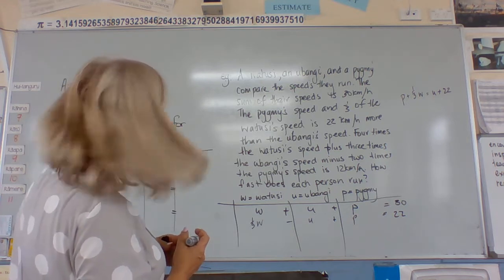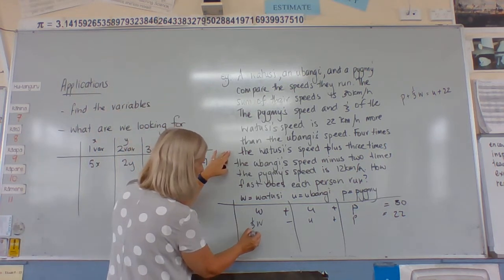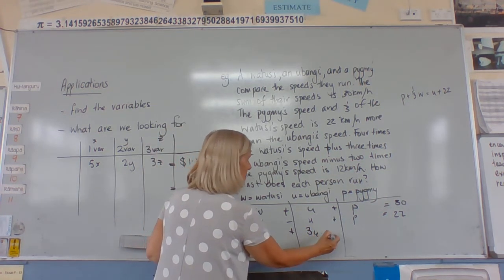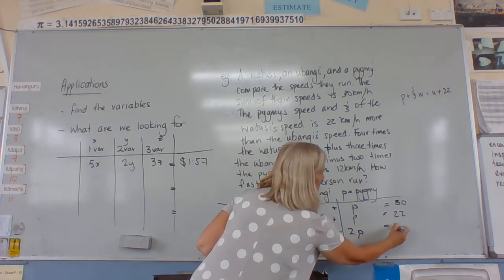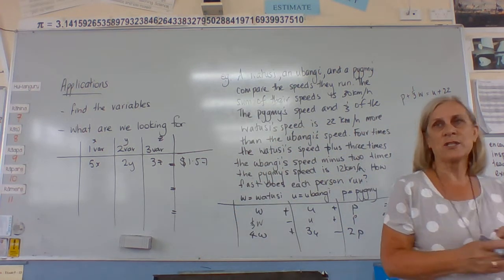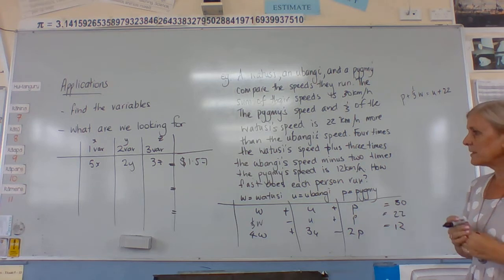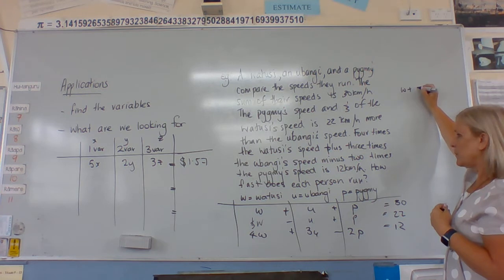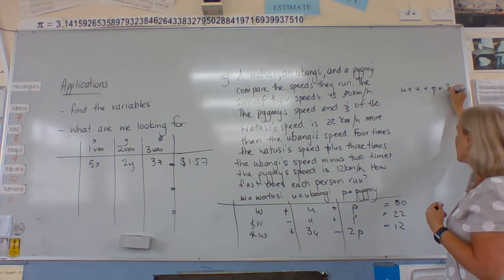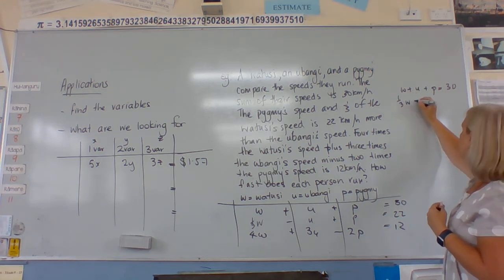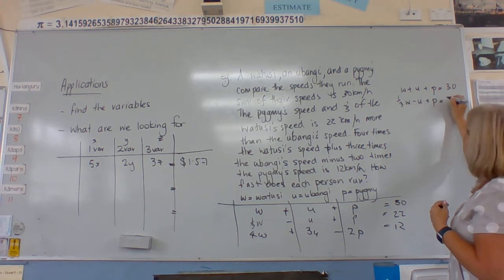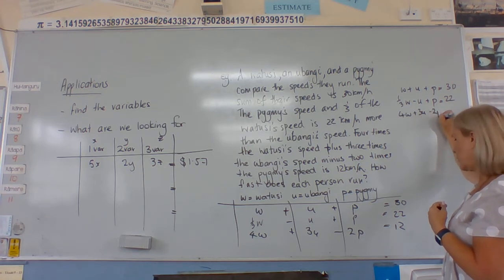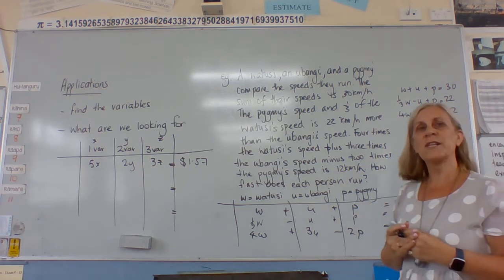And then the last one is a nice easy one. 4 times the W plus 3 times the U minus 2 times the P equals 12. So those are our 3 equations that we've found out. We probably next want to write them out nice and tidily. So W plus U plus P equals 30. 1/3 W minus U plus P equals 22. 4W plus 3U minus 2P equals 12. What do you think we're going to do next?